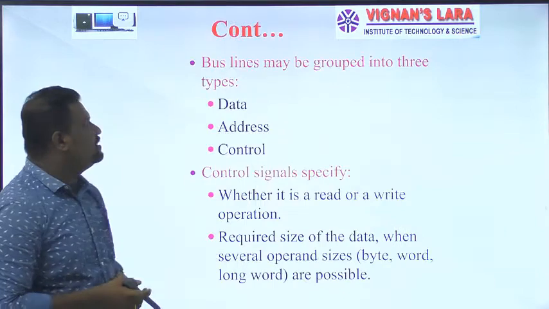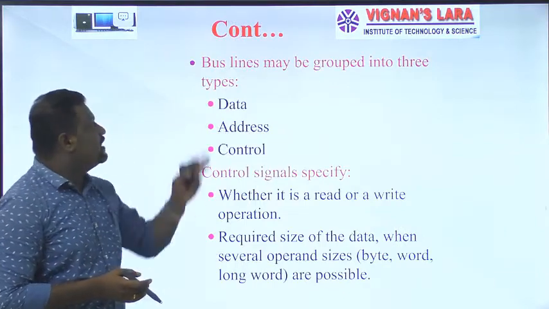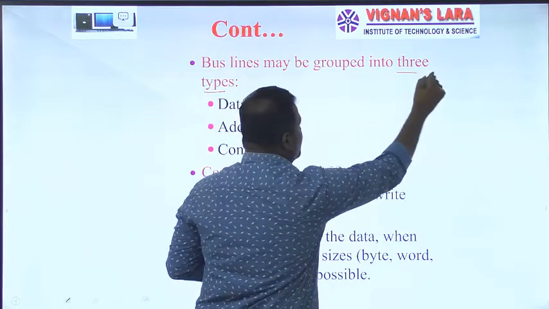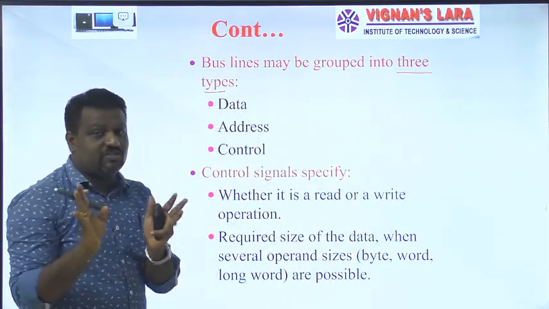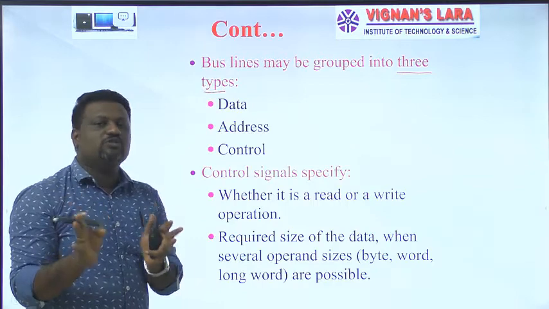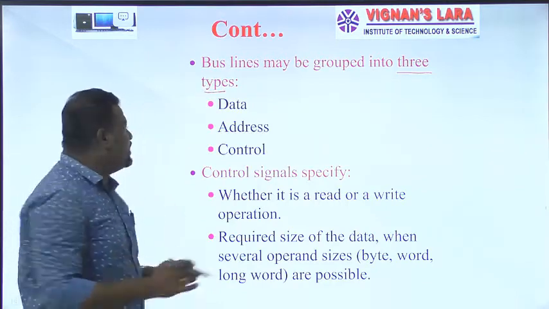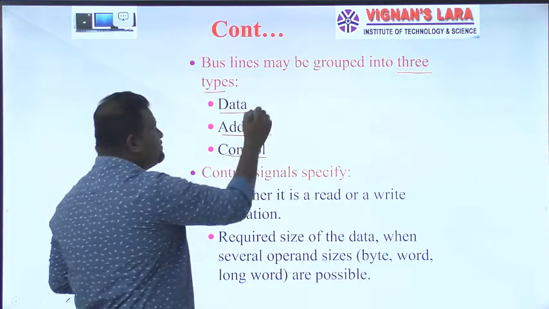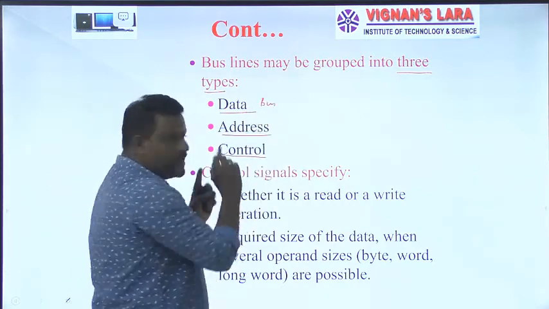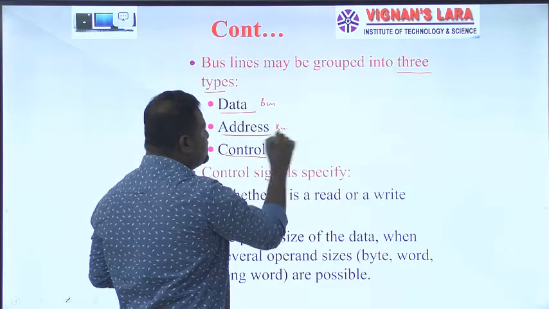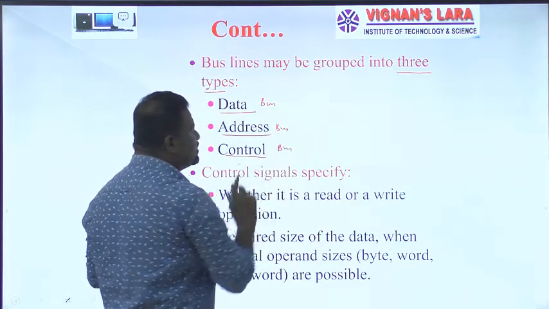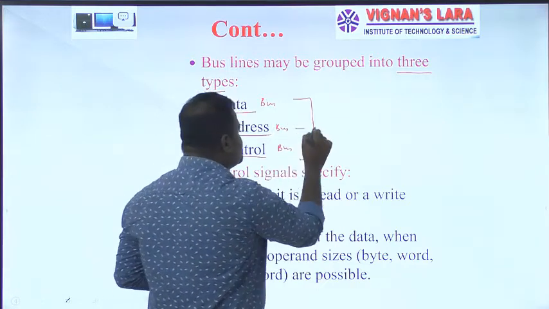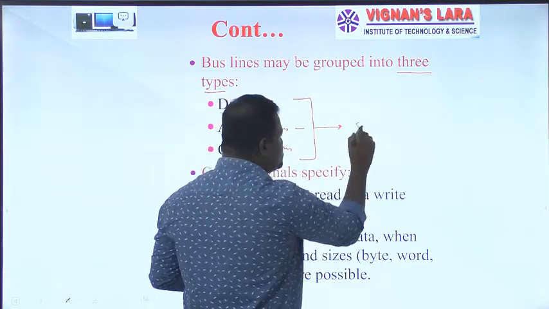Alright. So what are the bus lines? The bus lines may be grouped into three different types. We are basically talking about the system bus, you remember that. Because in the system bus only, we have these three different varieties of buses. One is a data bus, this is the first one. The second one is an address bus. And the third one is nothing but the control bus. These are three varieties of lines or buses that exist in the system bus itself.